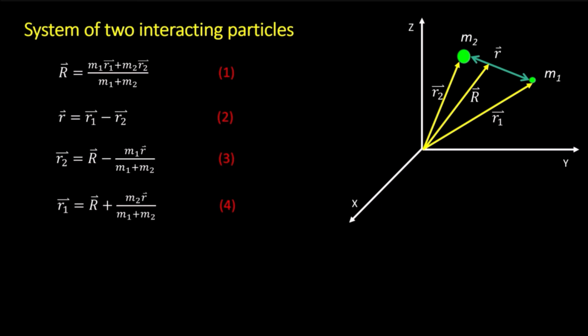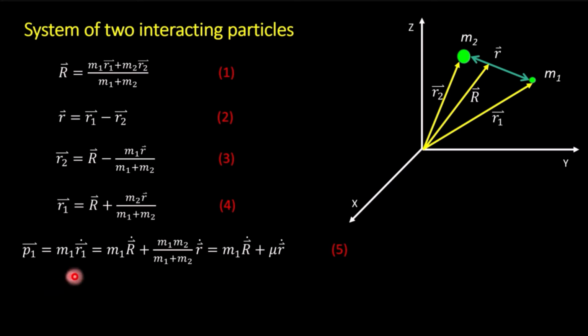So the momenta of the two particles can be written as, for the first particle, the product of m1 into its velocity, which can be simplified as m1 R dot plus mu r dot, where this mu is given by m1 m2 divided by m1 plus m2, which is known as the reduced mass of the system.